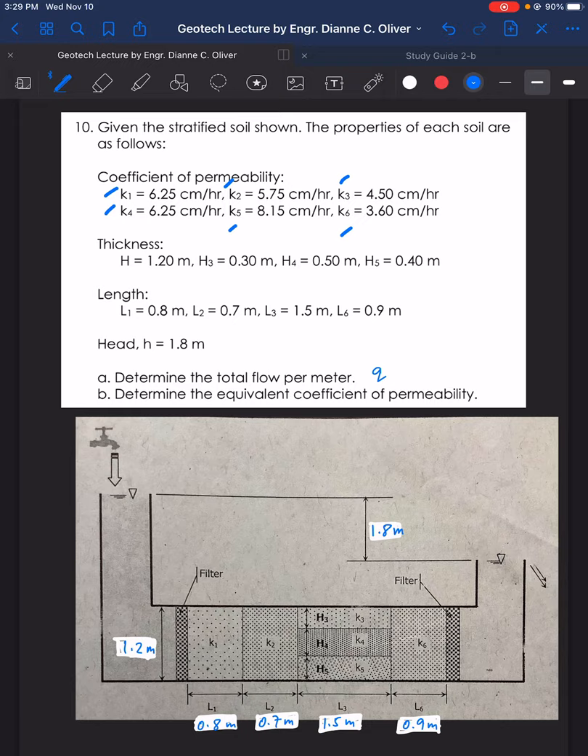Determine the equivalent coefficient of permeability. This one is a very tricky part because if you look at the figure, the flow of water will flow right here and goes out there. You can notice that the flow of water intersects at this portion, but it's parallel on the division at this portion. So we have a series parallel flow. You remember your circuits? How do you solve for a series parallel flow? You make it into series. You make it less complicated. That's what we are going to do here.